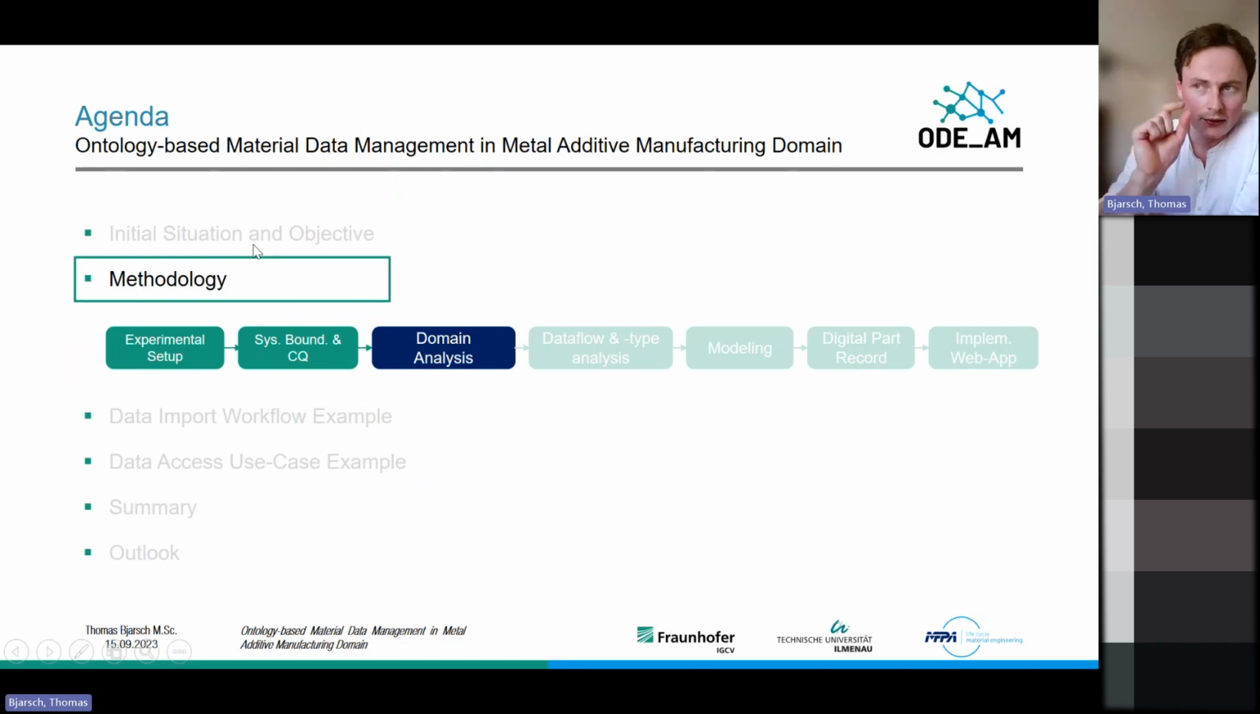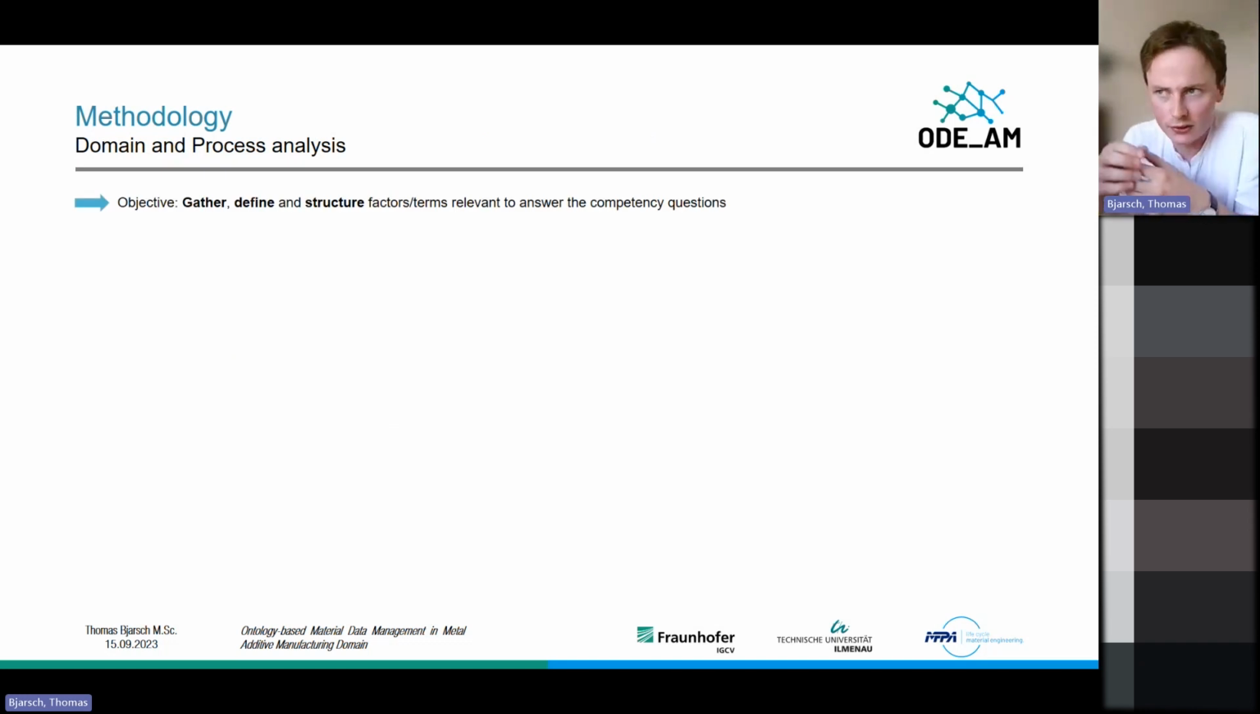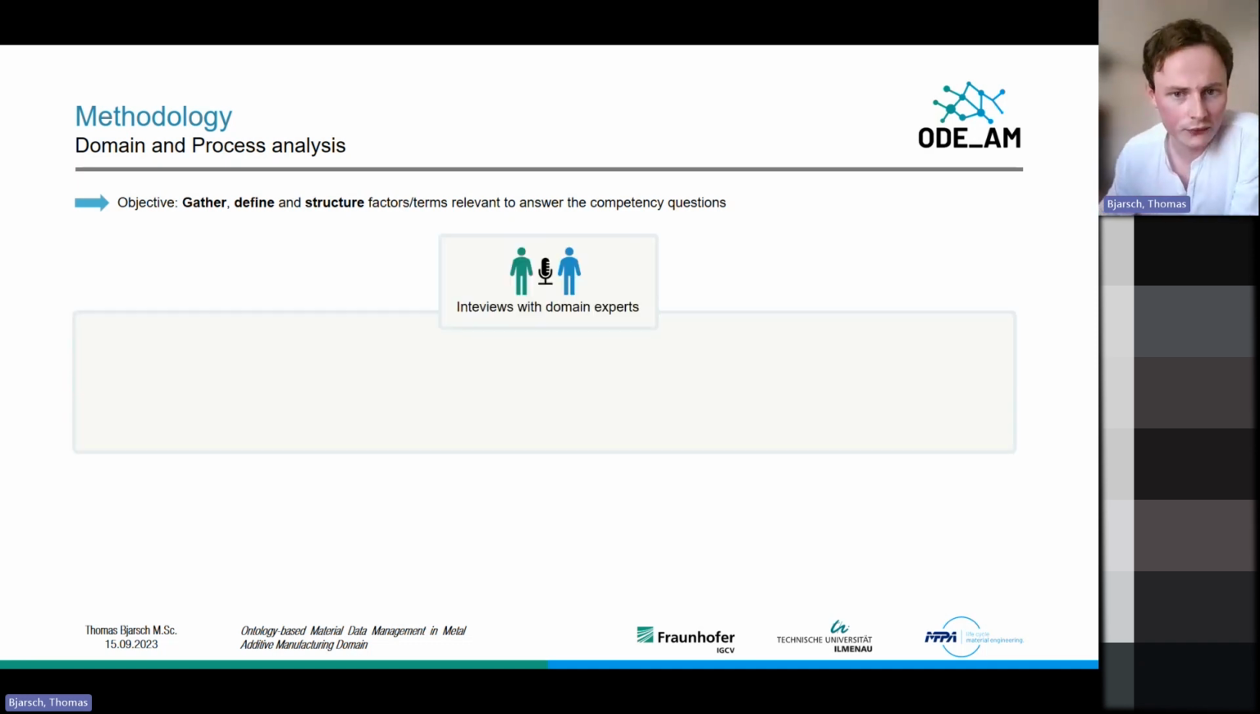So we now know where to look for data and what should be answered. Now we have to go into the actual domain, so the domain analysis. If you talk to the process experts, you will find that every expert uses quite an own language, because of course they are experts on their field, and we want to have these terms in the ontology. So we did a lot of interviews with the domain experts in order to capture these terms.